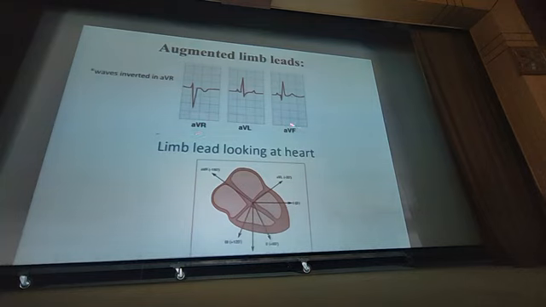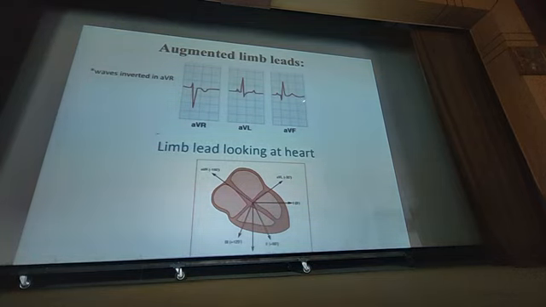Now let's try AVR, AVL, AVF. Take AVR. Can you see all the waves are opposite? So all the waves are inverted. So we should not look at the AVR for reading the ECG. Only look at it in order to know if there is a technical error. AVR should be inverted. If it is not, either there is a technical error or something else.